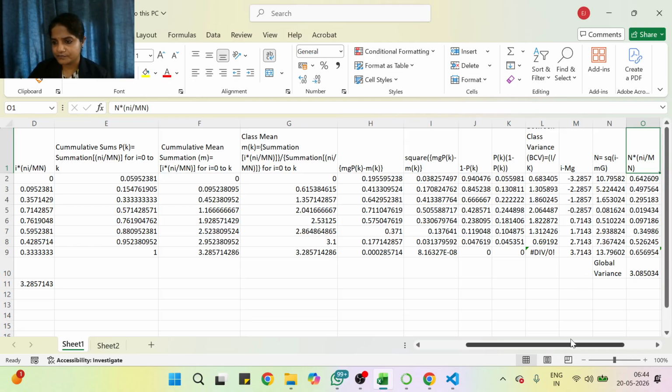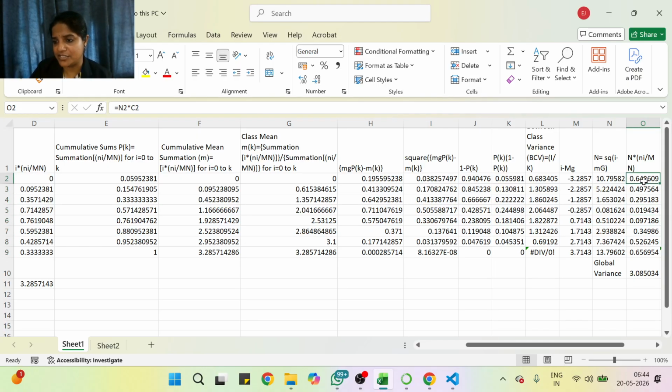The global variance I have calculated here is basically the square of I minus mg, into ni by mn. What is mg? Mg is your global mean. What is I? I is your intensity level. So intensity level minus mg gives you this value. We square it and then multiply it with the normalized histogram.